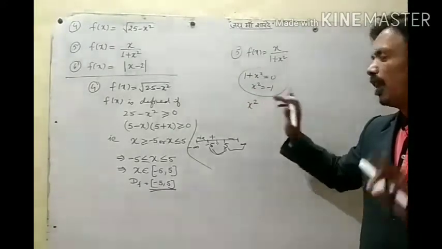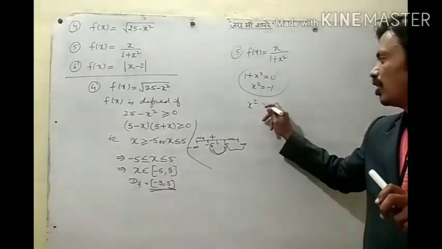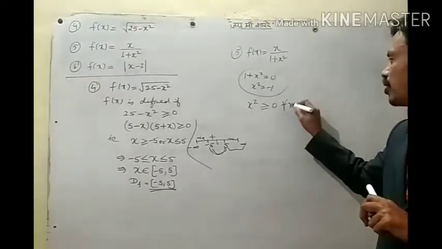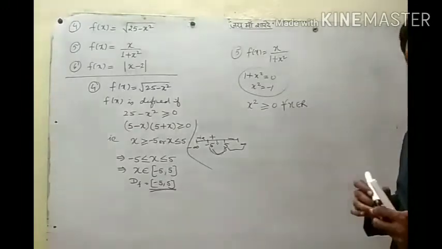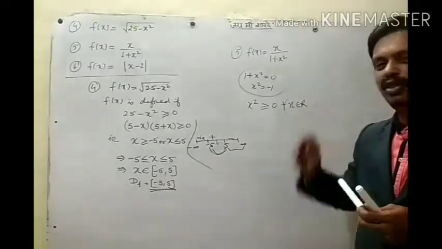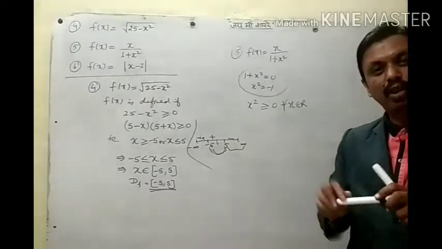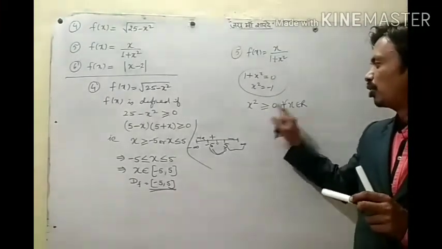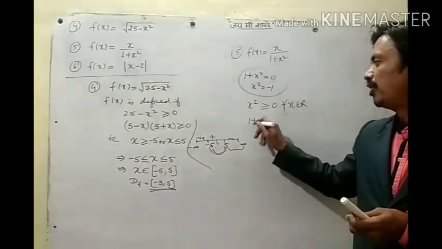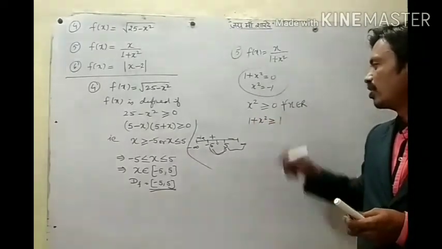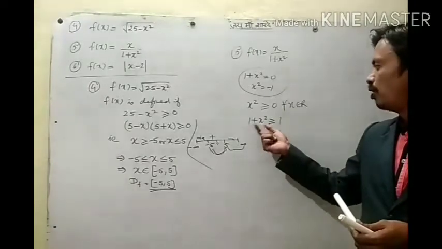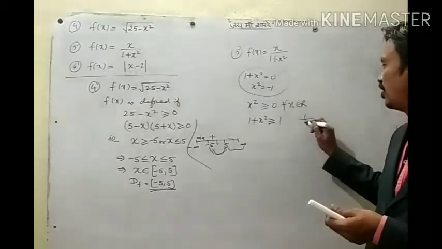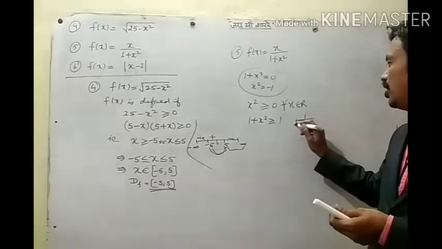Simple thing. For all x belongs to R, x square is either more than 0 or equal to 0. For every real number, the square of any number will be non-negative. 0 also possible. x square is more than or equal to 0. And if we add 1 to both sides, then 1 plus x square will be more than or equal to 1. It cannot be 0.